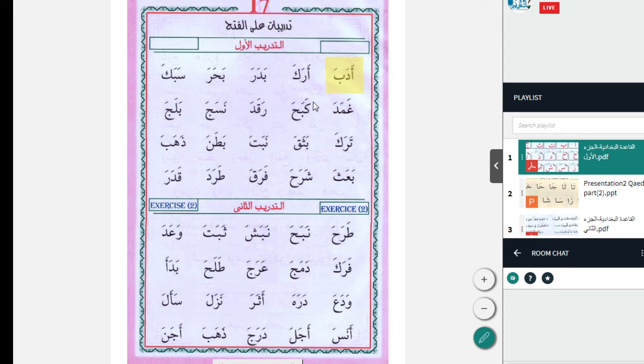We have to know that a vowel is never to be longer than it has to be, because later on we will learn the mad, the elongation, which involves adding a letter. So here we have the next one: a, ra, ka, araka. Araka.